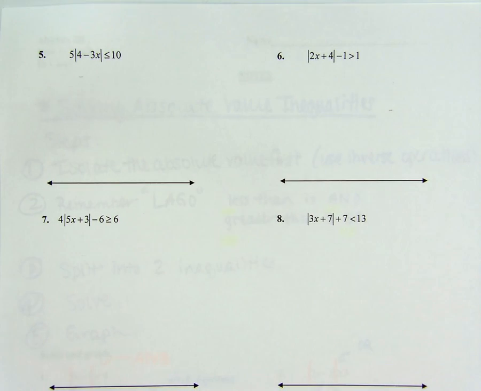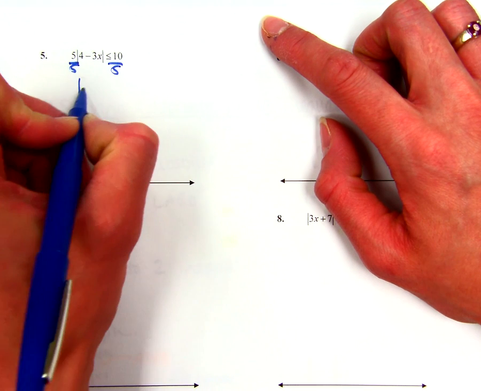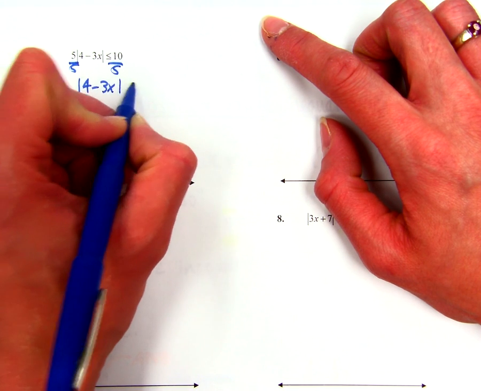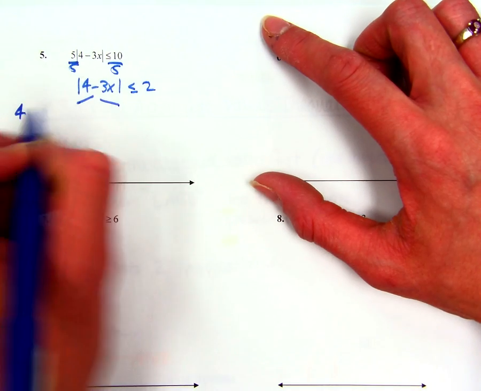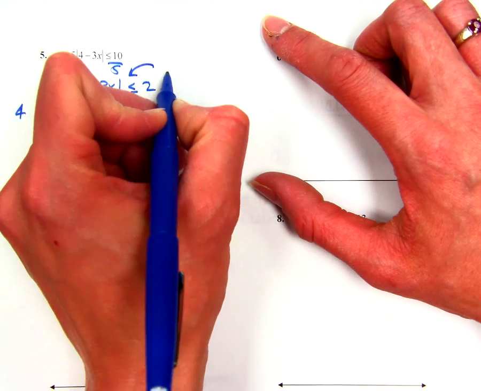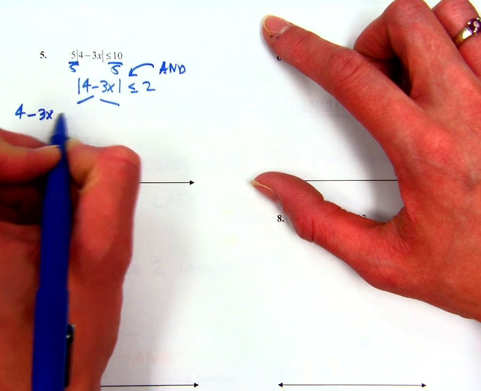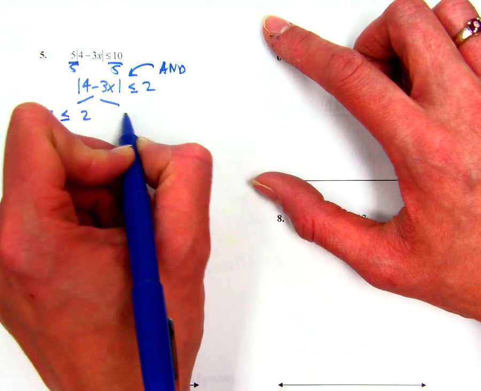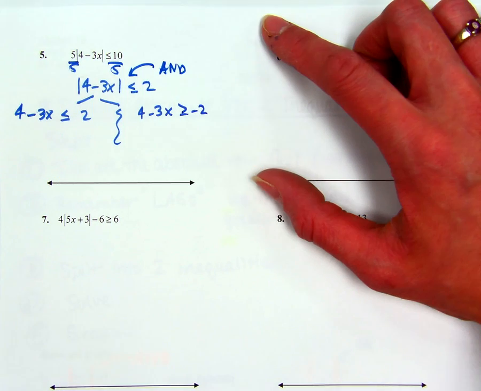All right, so number 5. The 5 we need to get rid of. So we have absolute value of 4 minus 3x is less than or equal to 2. Then I'm going to, I forgot to do the symbol. So this is less than, that's an "and." Now I'm going to do 4 minus 3x is less than or equal to 2. 4 minus 3x is greater than or equal to negative 2.